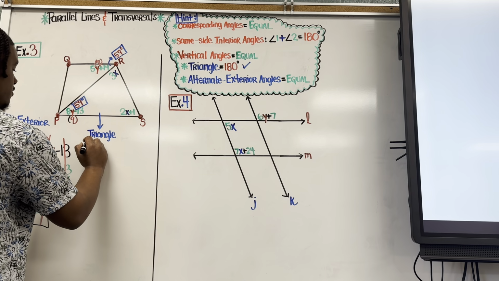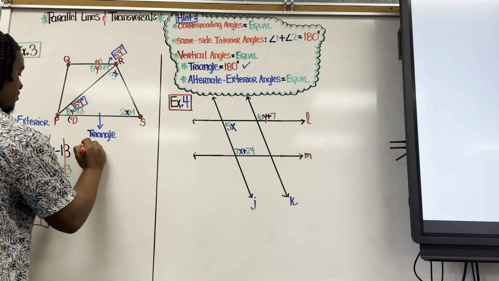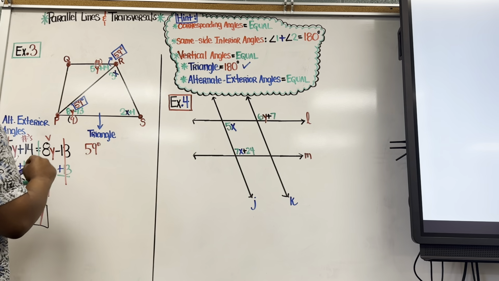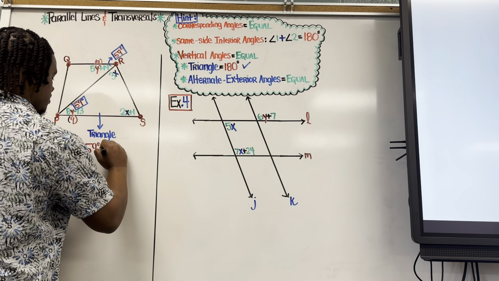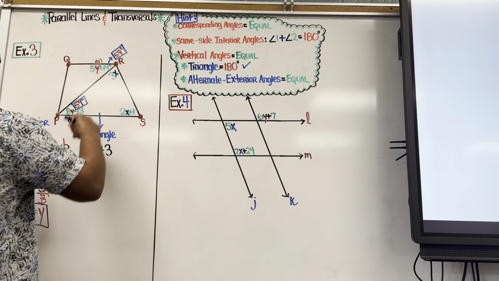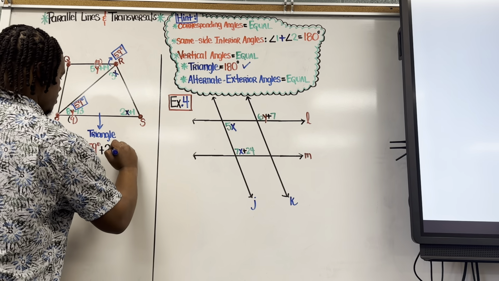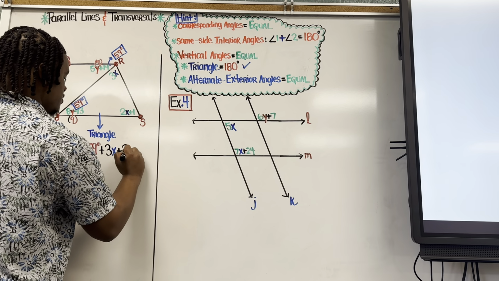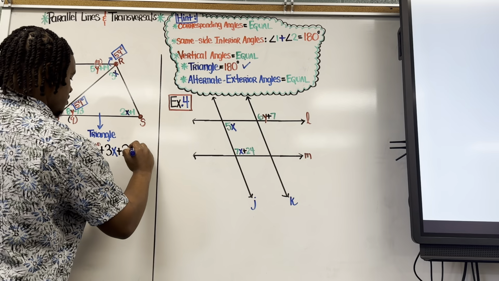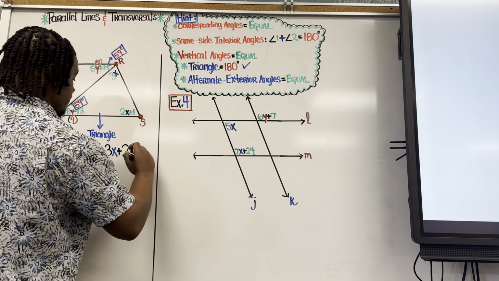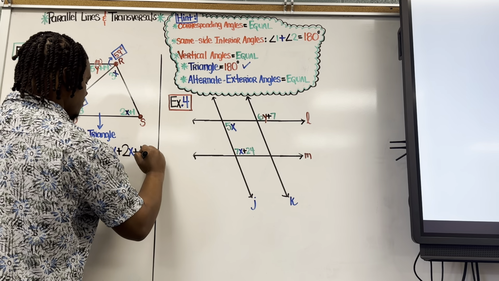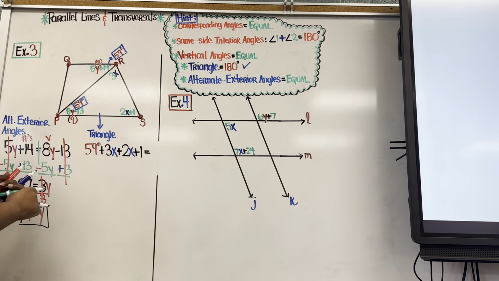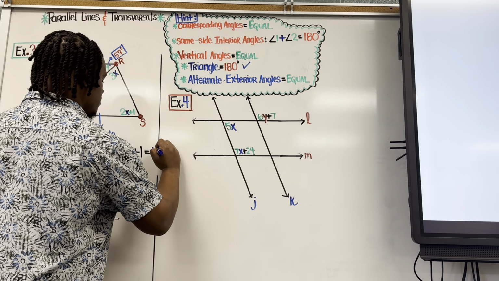59, so 59 degrees plus 3x plus 2x plus 1 equals, remember, a whole triangle equals 180 degrees.